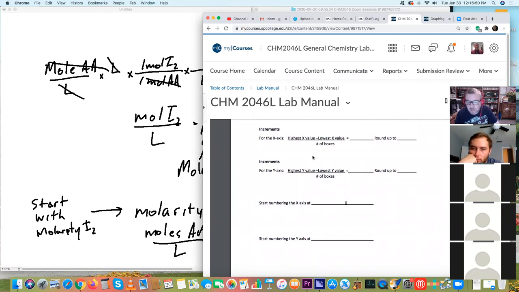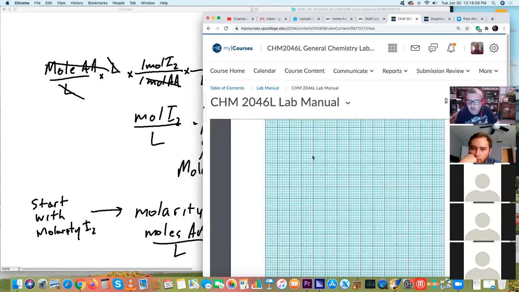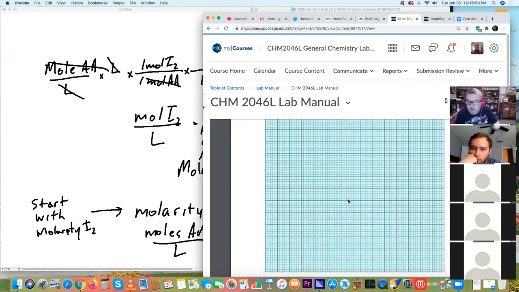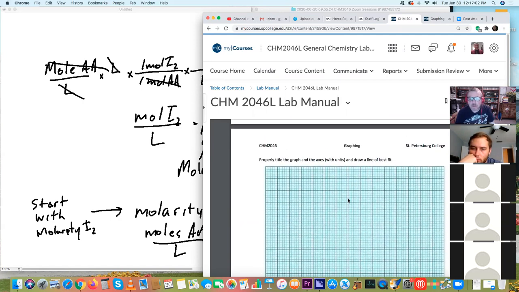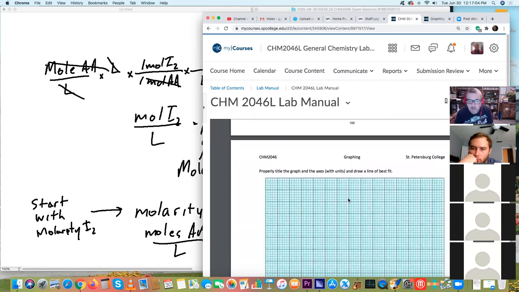That's why I like people having to do this, because they have to figure out how to set this up so that they use as much of this graph paper as they possibly can. So that's really my only tip there. And that's pretty much it. It's not difficult, but I do get some interesting things submitted for that one.